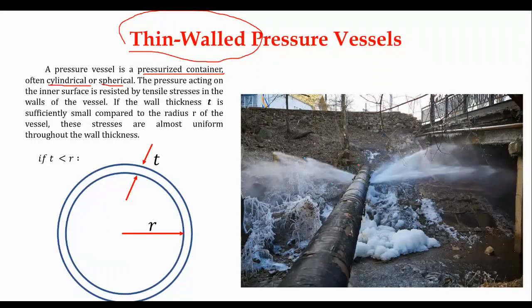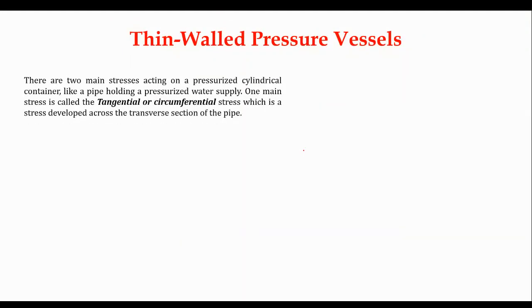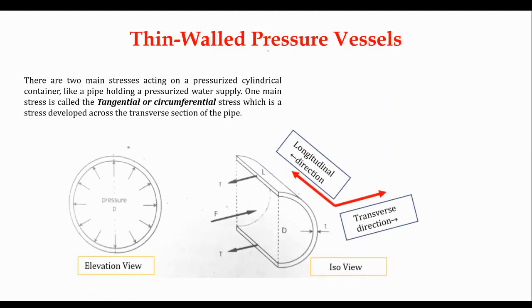Mogawas siya sa vessel. Okay? So, dapat imo na siyang pugngan. Okay. So, there are two stresses that are happening in the pipes to prevent the water or the gas to come out from your vessel. So, first ato istoryahan kaning tangential or circumferential stress.